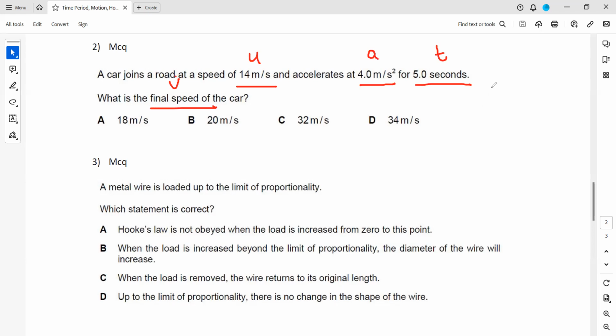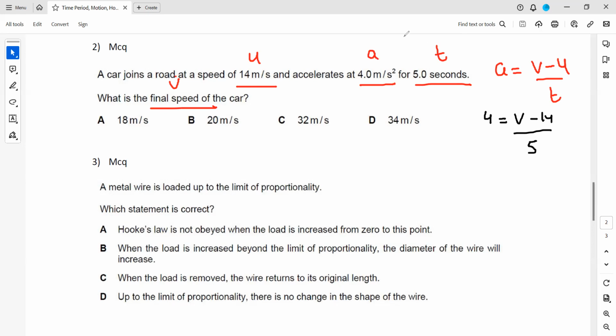So how can you work out the final speed? You have the formula for acceleration. Acceleration is the change in velocity divided by time. So the acceleration is 4. The final speed, we don't know. The initial speed is 14. And the time interval is equal to 5.